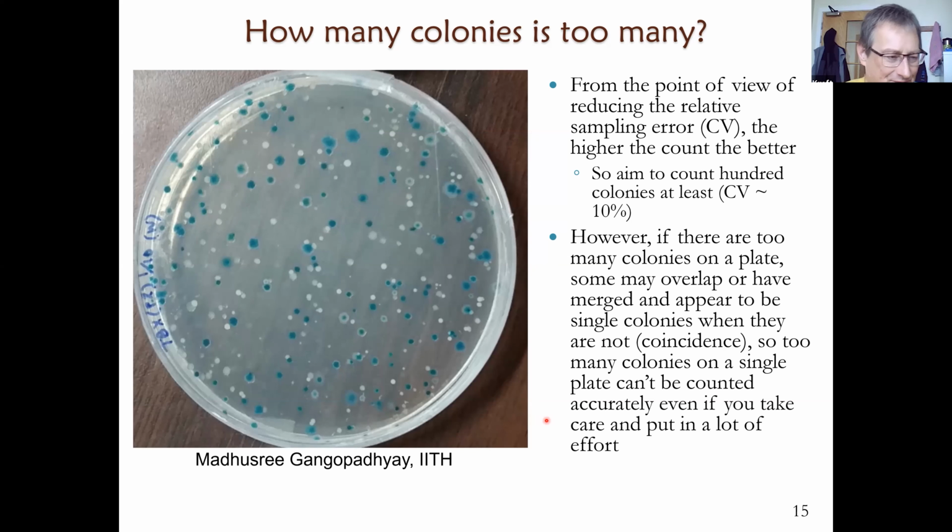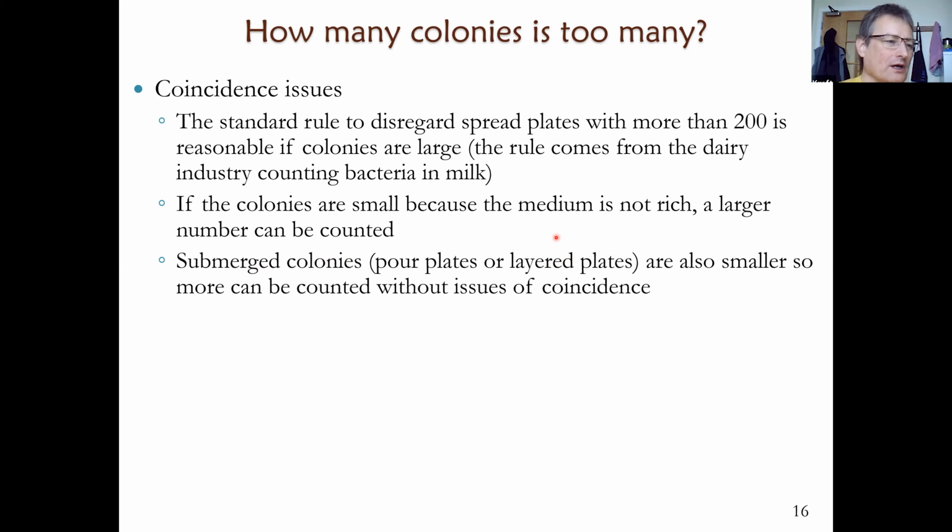One trick to do that is actually having submerged colonies. They are much smaller. And you can do this with pour plates or better with layered plates, making sure that all colonies are submerged by having another layer of agar on top. That keeps the colony smaller, so you can count a much larger number in a single plate, and you have a better dynamic range for your count. So you can count somewhere between 30 and 1,000 colonies in a plate without coincidence problems. And there is even the possibility of correcting for coincidence.